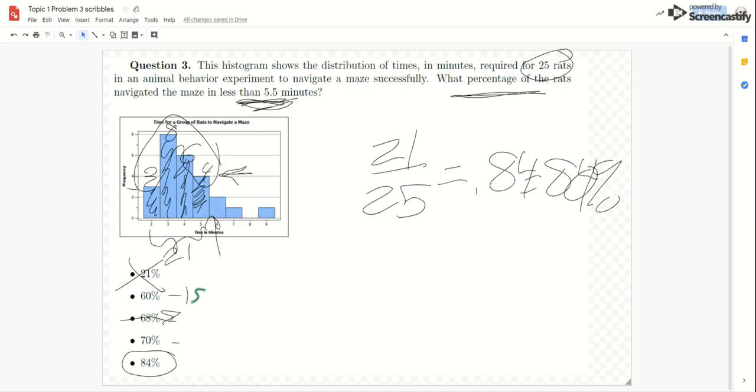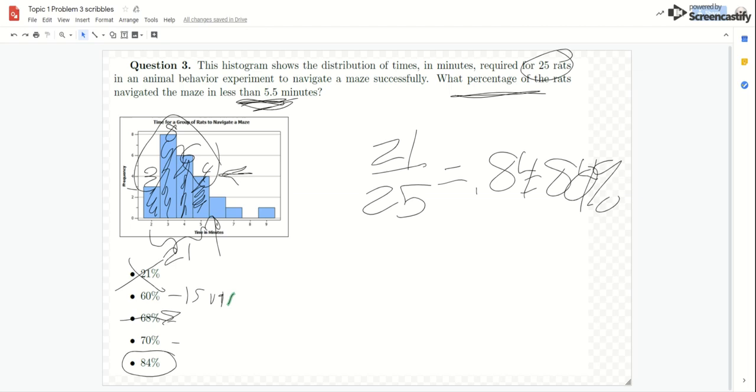And 70% would be something like 17 and a half. I don't really know how you might get that number of rats for the 60% or 70%. Maybe it's just somebody who's trying to eyeball and guesses.